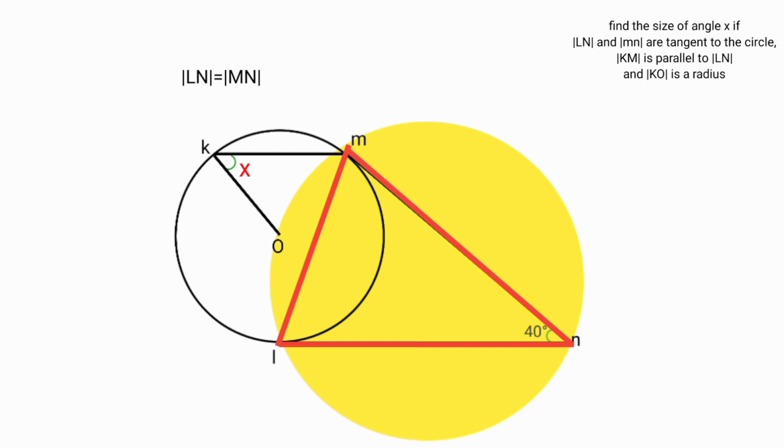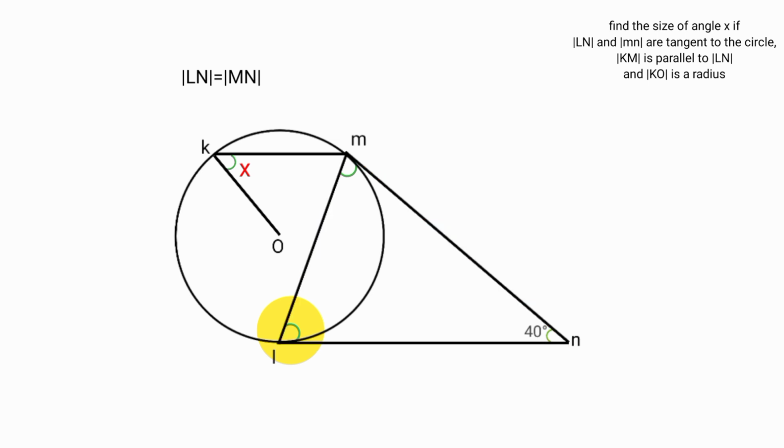Now from this triangle here, since side MN and LN are equal, that means it is an isosceles triangle with this angle here as its vertex angle, because it is the angle the two equal sides make with each other, and these here are the base angles. We know that the base angles of an isosceles triangle are equal in size, so this angle here and this angle here are equal. So let's label this A, and if this is A, this must also be A.